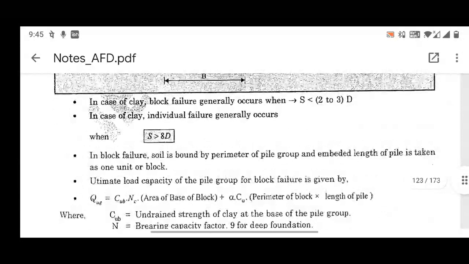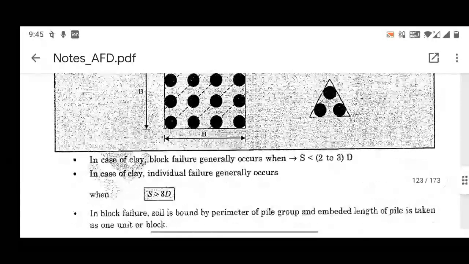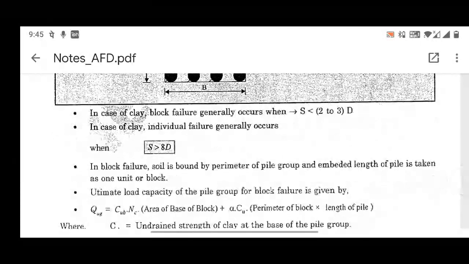Now, in block failure, soil is bound by the perimeter of the pile group, and the embedded length of pile is taken as 1 unit or block. So whenever we are solving for the block failure, we'll consider the entire perimeter as 1 unit, and the embedded length of the block will be considered while we are treating it as a unit block.